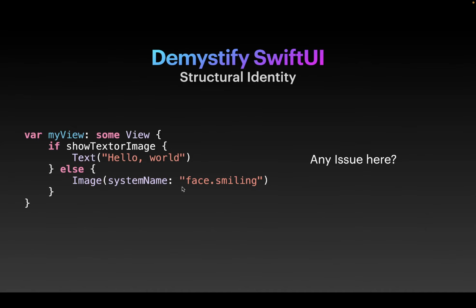So, first let's pick up from where we left last time, okay? We were talking about structural identity, which is kind of implicit identity. Take a look at this code, which is a computed variable that returns some view. Do you think there is any issue here? Whether it's actually going to compile or not?